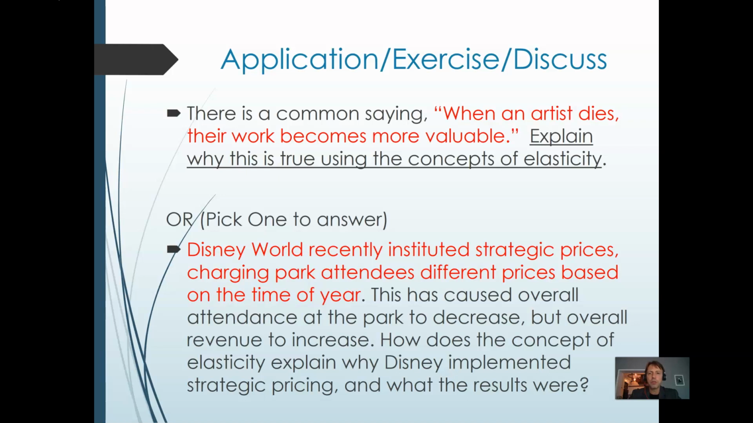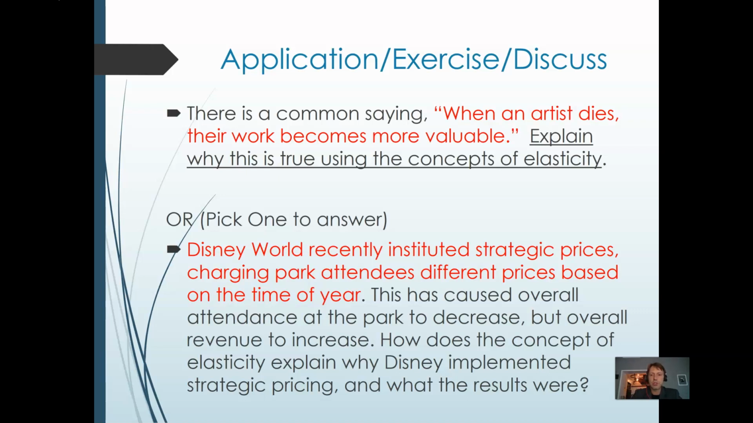And I want you to, using what you have learned through your reading, through this short lecture, think about what is true thinking of elasticity and why that might be that artists' work is more valuable after they die than when they're alive. And then something that happened fairly recently, although during the pandemic, I'm not sure what they've done.